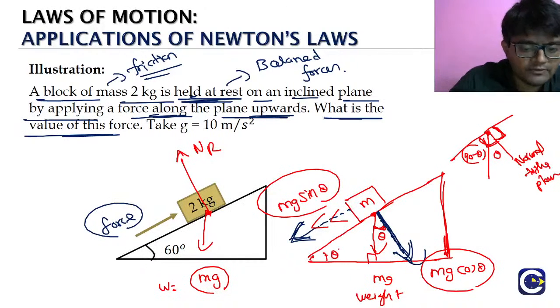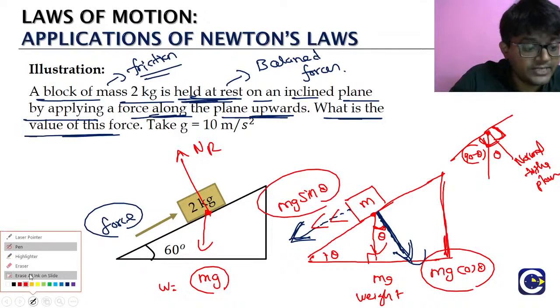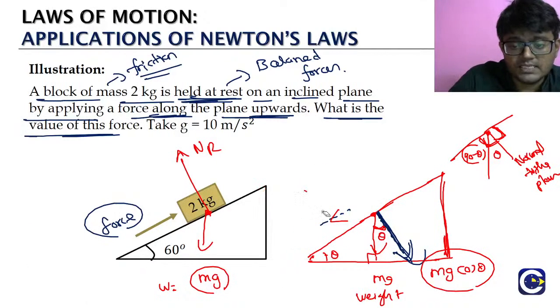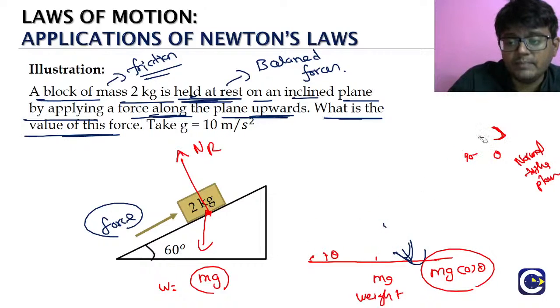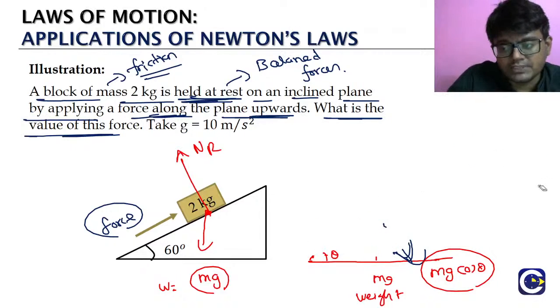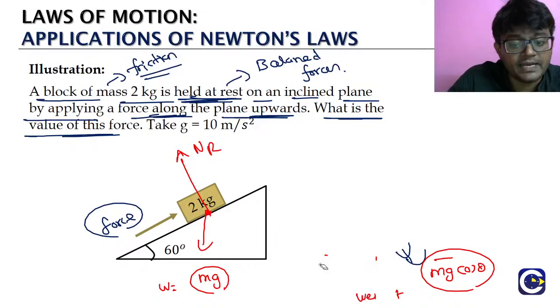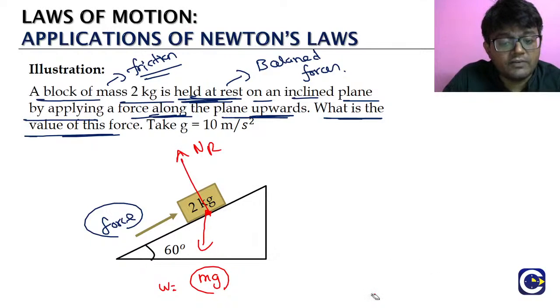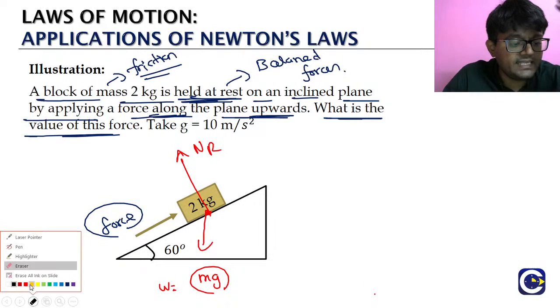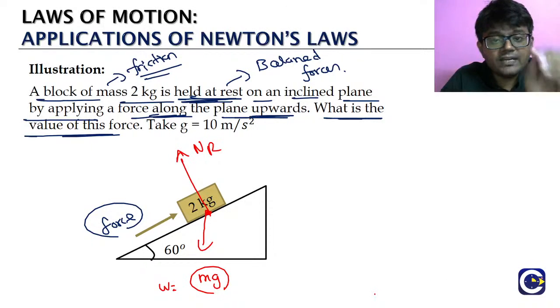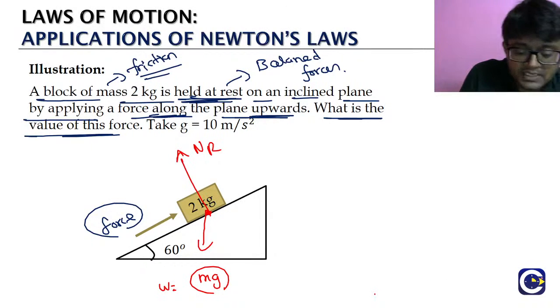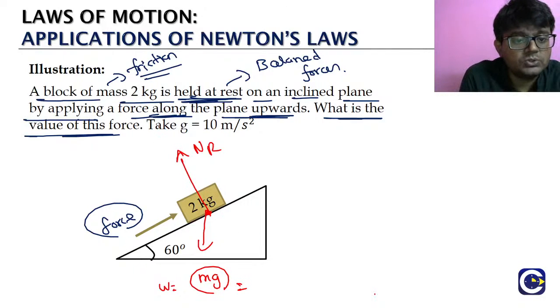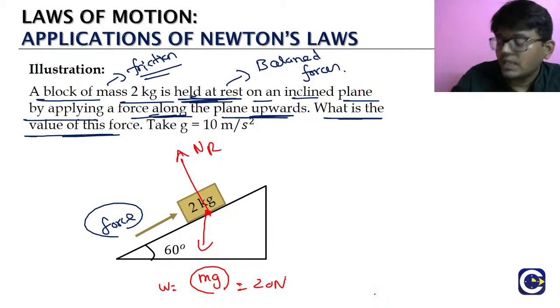So now I will come to the final step. These are the results we need to have, so that we will be able to easily solve problems. If there is any question on the inclined plane, we will be able to easily tell what are the components of the weight. Now in this question, what is the weight? Object mass 2 kg, g 10. So weight will be 20 newtons.